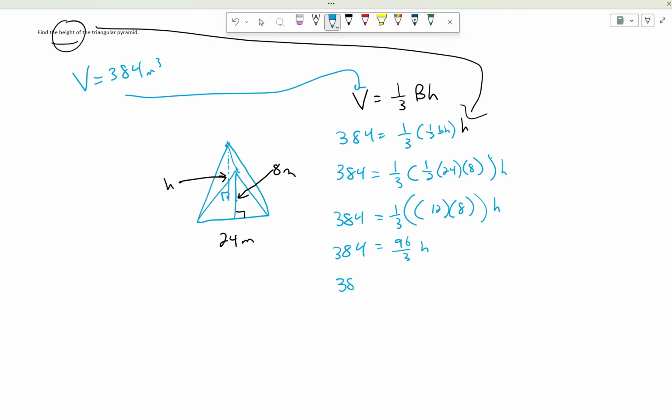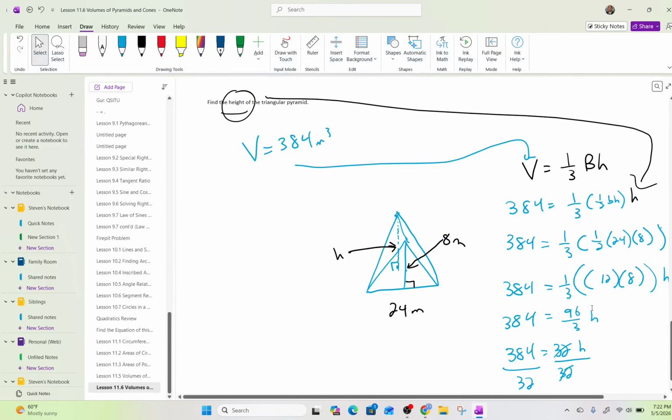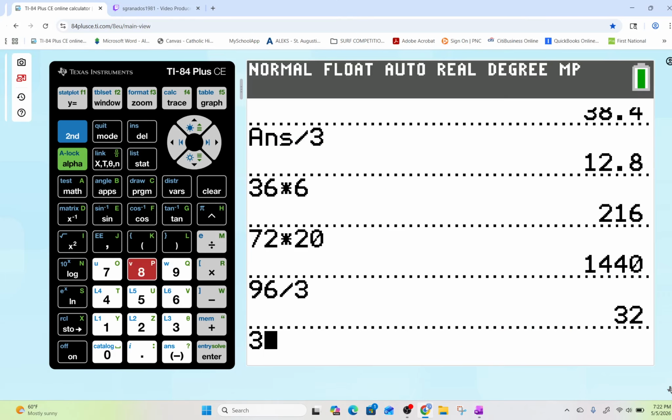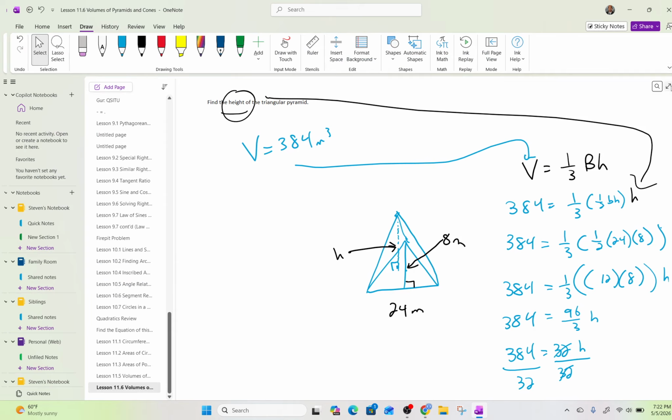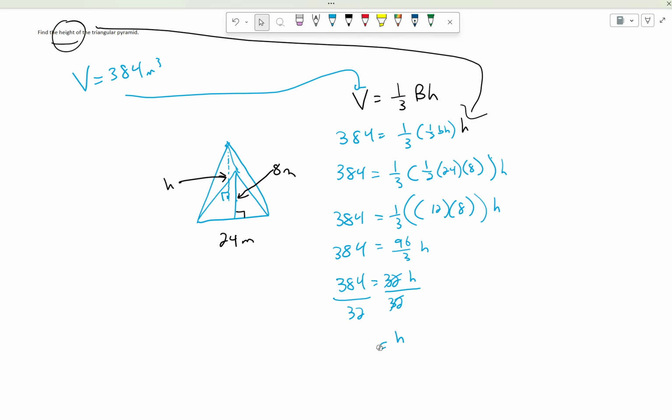So 384 is equal to 32h, divided by 32 on both sides. And we will find that height by just taking 384 and dividing by 32. Easy. 12. Oh, nice. Calculator makes it all easy. I know it looks like a complicated problem, but arithmetic actually isn't that crazy, because the calculator can do it, right? It levels the playing field, so it's just 12 meters. That's it. Good luck.